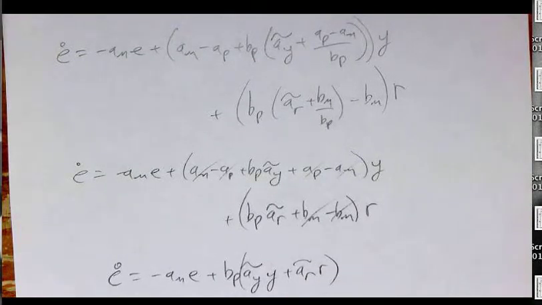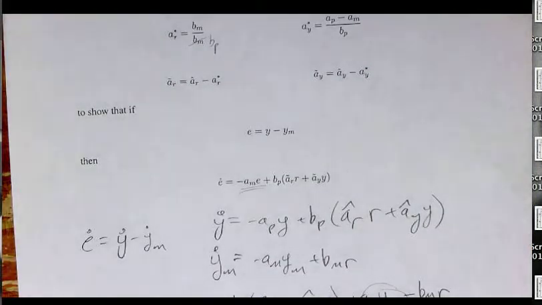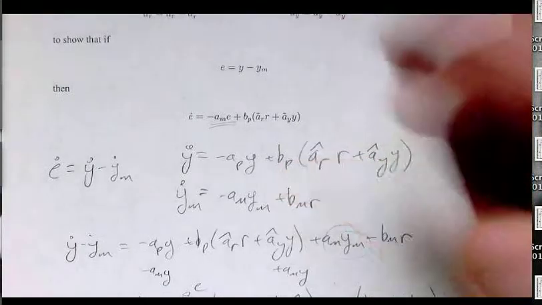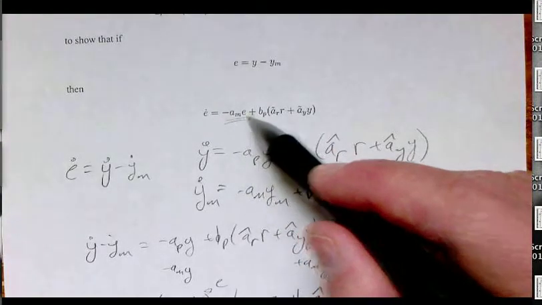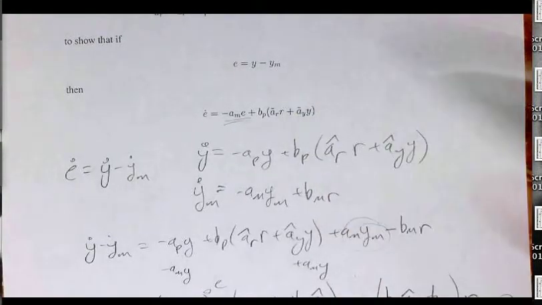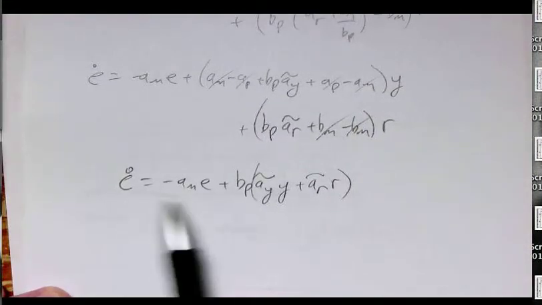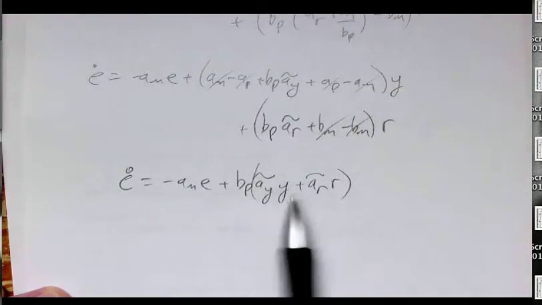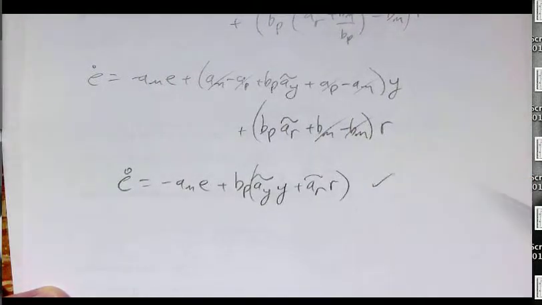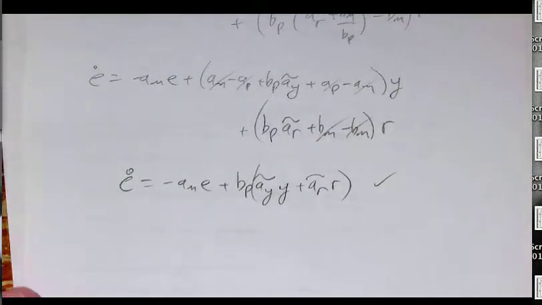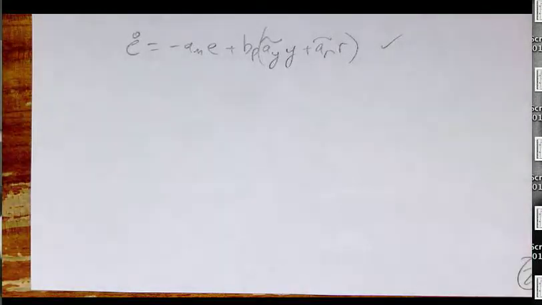And that was the goal, was to show that this expression is true. E dot is a negative AM E plus BP AR tilde R plus AY tilde Y, and that's exactly what we've got. E dot negative AM E plus BP AY tilde. Those two are reversed, but you get the idea. Okay, so we're done with part 1, and then we'll need that result, even though the result is given to us, as we do part 2.